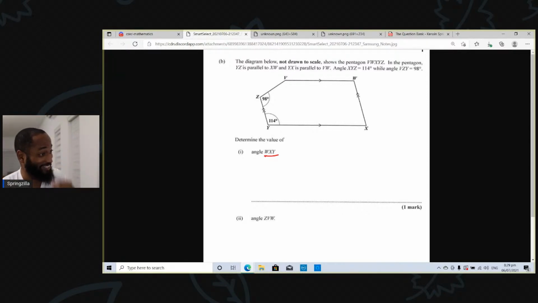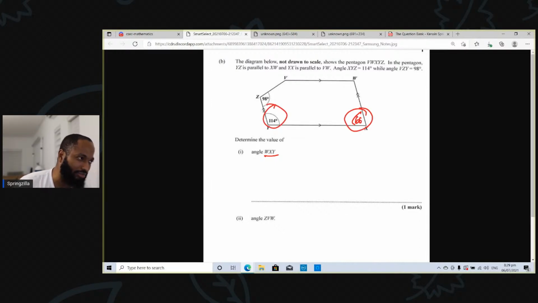How are we figuring that out? WXY. Here. Okay, we have a parallel. There is co-interior angles. We have that. How much is it? People put the answer already. That is 66. Why? Because this and this are supplementary. They must add up to 180 degrees. So that was an easy man thing there, 66 degrees.